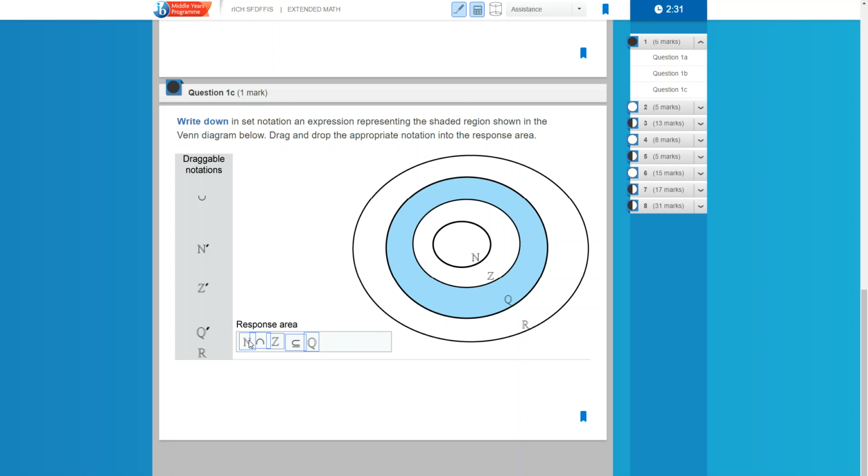This one I'm going to leave for a minute because I want to come back to it. I wouldn't put that there. Basically what we're saying here, I would say that if you're in N or in Z, okay, either of these two, they are a subset of Q, okay? So these two are a subset of Q, okay?